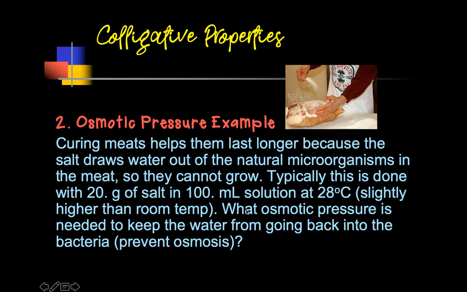And then you can put the meat inside that solution, at a temperature a little bit higher than room temperature, a little bit warm. What osmotic pressure would be needed to keep the water from going back inside the bacteria? So we're preventing osmosis. What pressure do we need to keep this meat preservation system at? That's the question we're answering. All right, well, we know that pi equals MRT. So we need to know moles per liter. R is a constant, and we need to know the temperature, but change it to Kelvin.